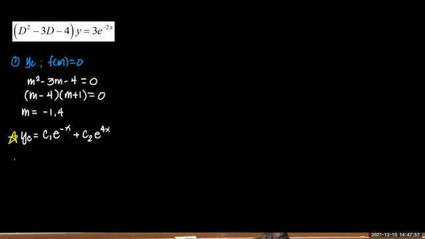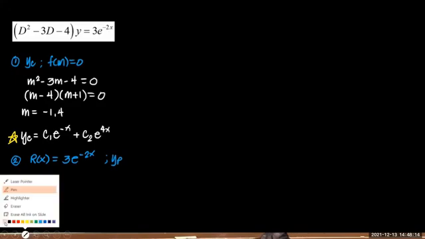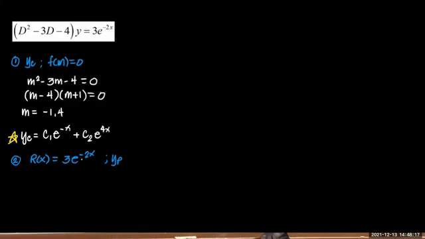Okay, let's go to step number 2, solving for R(x) equals 3 e to the negative 2x. We would want to solve for the yp, so we will propose a solution for yp. In order for us to get an e to the negative 2x, I should have a root that is negative 2, right? So I'll propose a solution. The proposed yp would be any c, so let's just use c3 e to the negative 2x. We don't have a problem with this because that came from the negative 2 there.